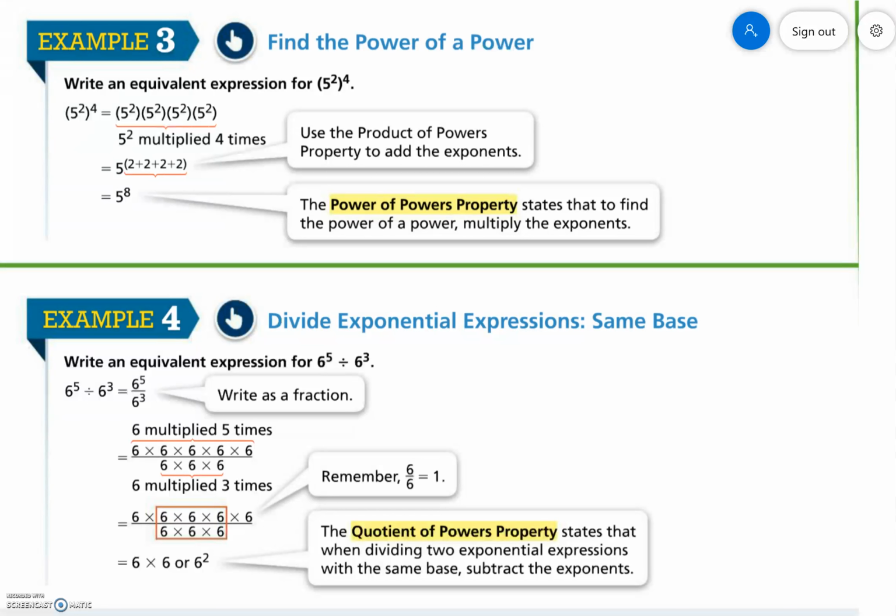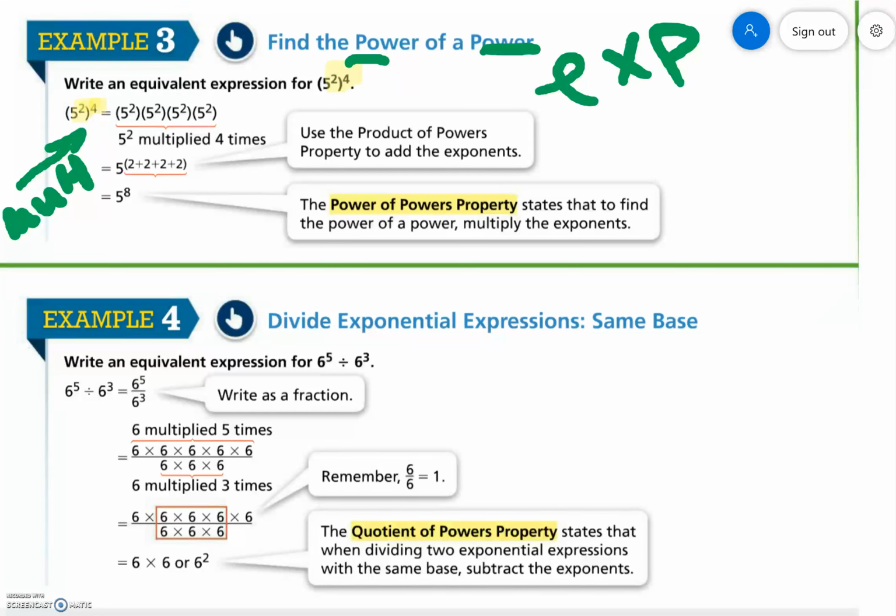So it says write an equivalent expression for 5 squared to the 4th power. So it's called the power to a power because there are two powers next to each other. Two powers, meaning two exponents next to each other. When that happens, when they are directly next to each other, you are going to multiply them. But just like last lesson when I showed you the long way, I'm going to show you that first because that proves to you why it works.